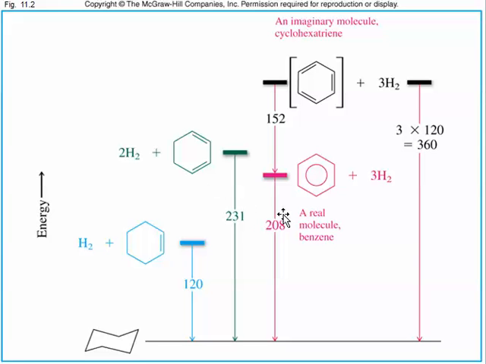So it's much more stable than we would expect if it were really just a plain alkene that happened to have 3 double bonds. The difference between this 208 number and what we might expect, which was 152 units higher than that, that difference is called resonance energy, and it's the amount by which benzene is stabilized.